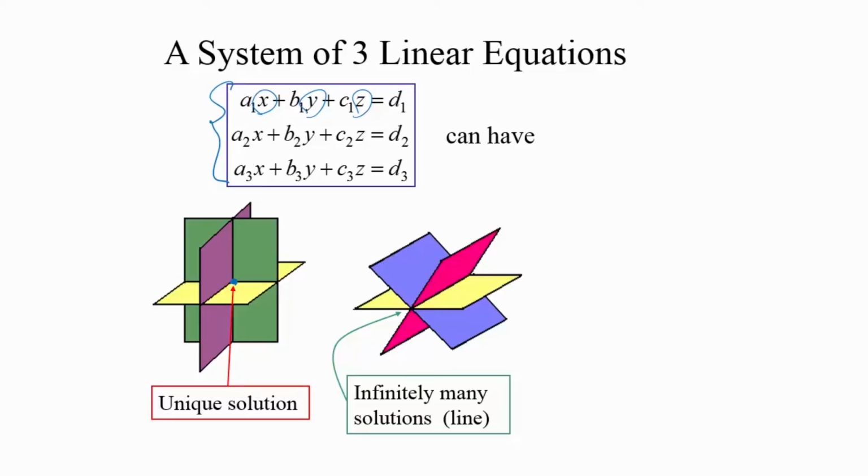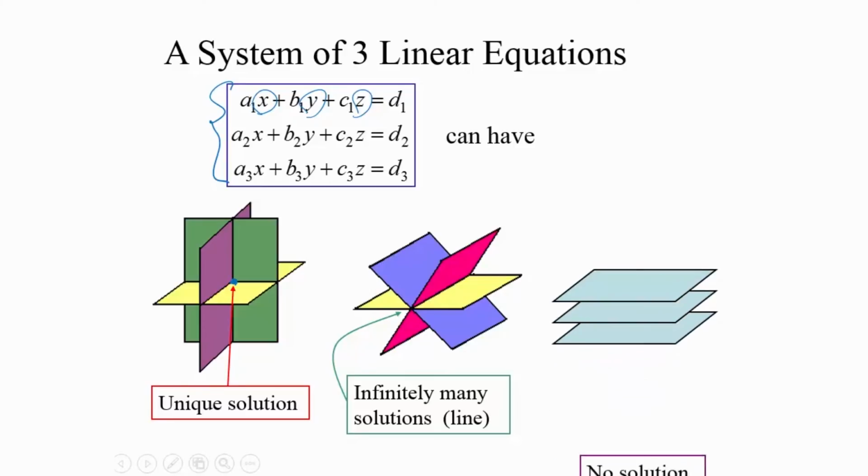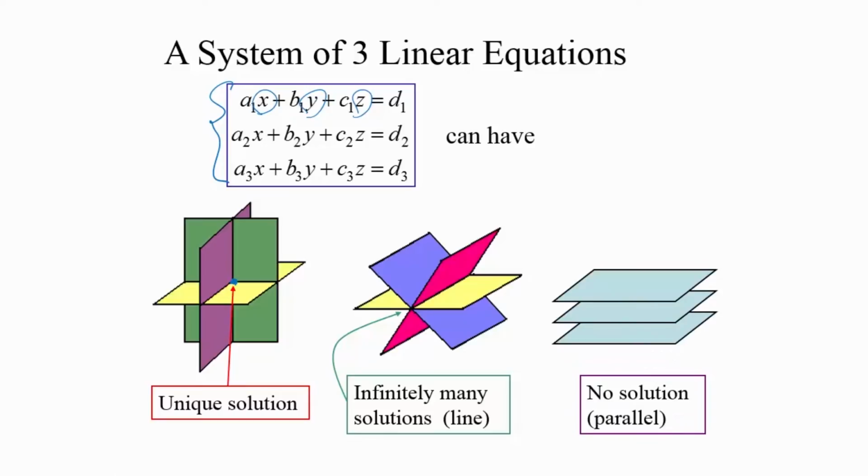A third possibility is that the three sheets of paper you have in the room are parallel to each other. That means they don't cross each other. If that is the situation, then the system of three linear equations does not have any solution because they are parallel to each other. So again, as with two linear equations, here you have three possibilities. Number one, a unique solution. Number two, an infinite number of solutions. Number three, no solution.